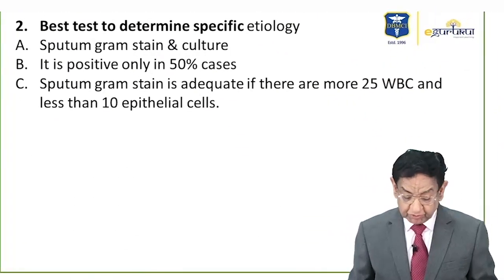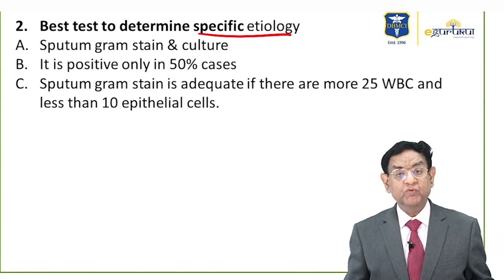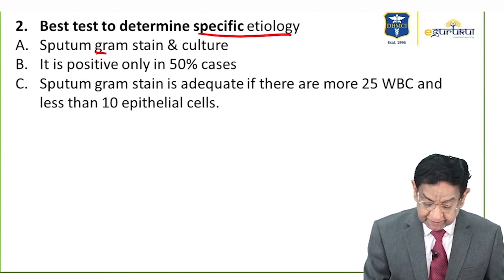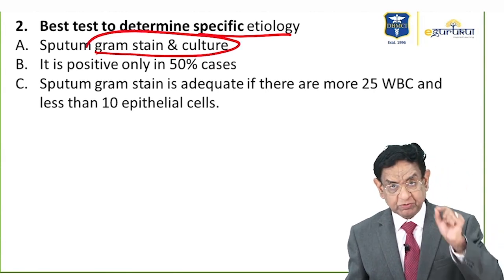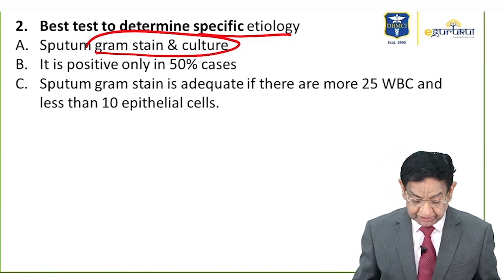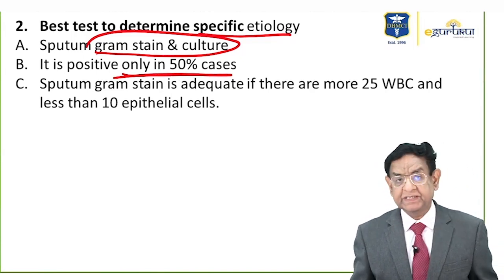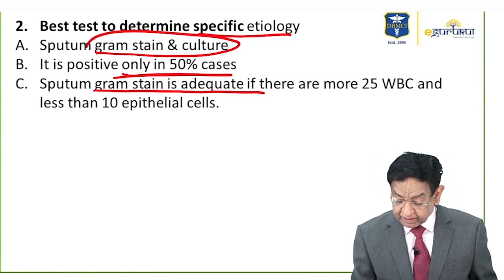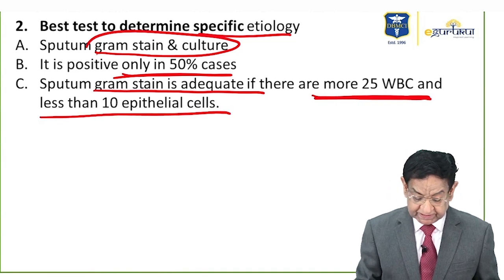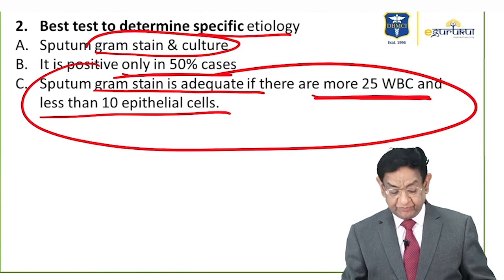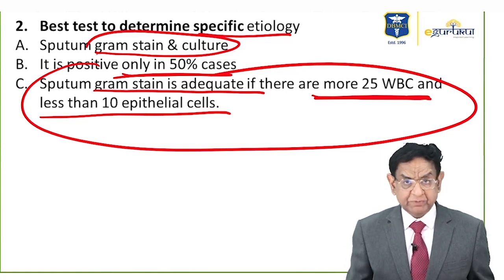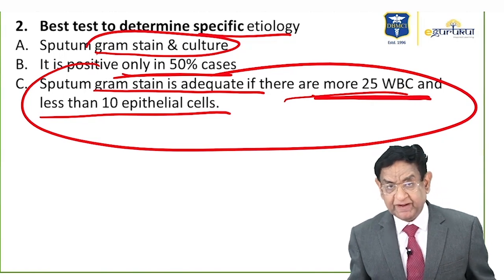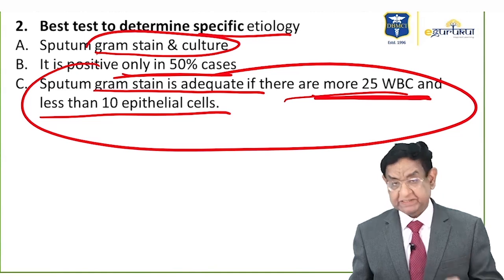Well, now you want to determine the specific etiology. What is the reason, which organism has caused it, especially bacterial etiology. Sputum gram stain and culture is the single best test to know which bacteria is involved in particular. But it is positive only in 50% of cases. It may or may not be positive. Sputum gram stain is adequate if there are more than 25 WBCs and fewer than 10 epithelial cells. This is a very interesting finding, that unless the sputum is adequate the result is not reliable. The criteria of adequacy: at least 25 WBCs should be there, and the epithelial cells should be fewer than 10.